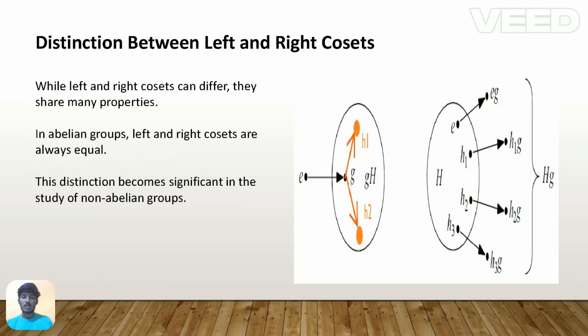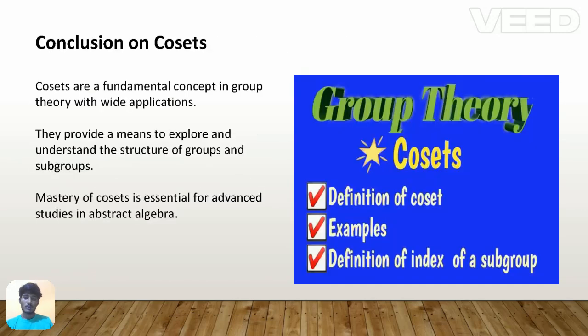Distinguishing between left and right cosets. While left and right cosets can differ, they share many properties. In an abelian group, left and right cosets are always equal. This distinction becomes significant in the study of non-abelian groups.